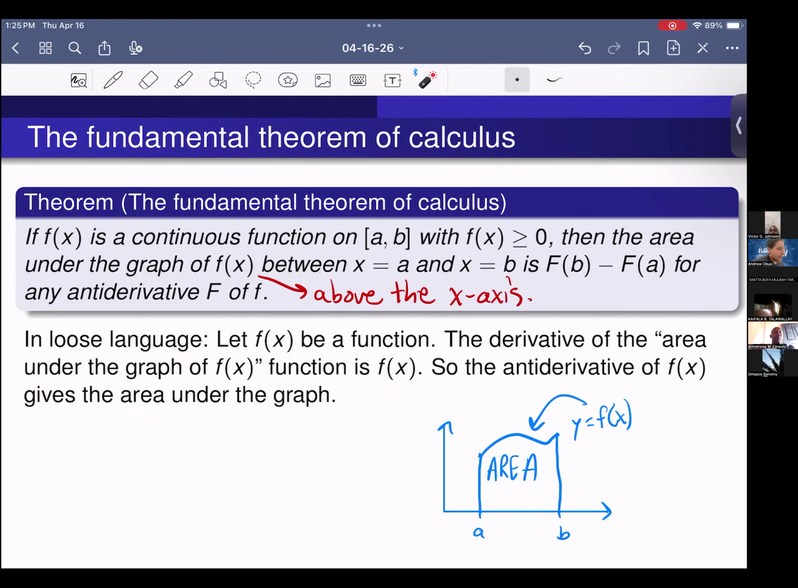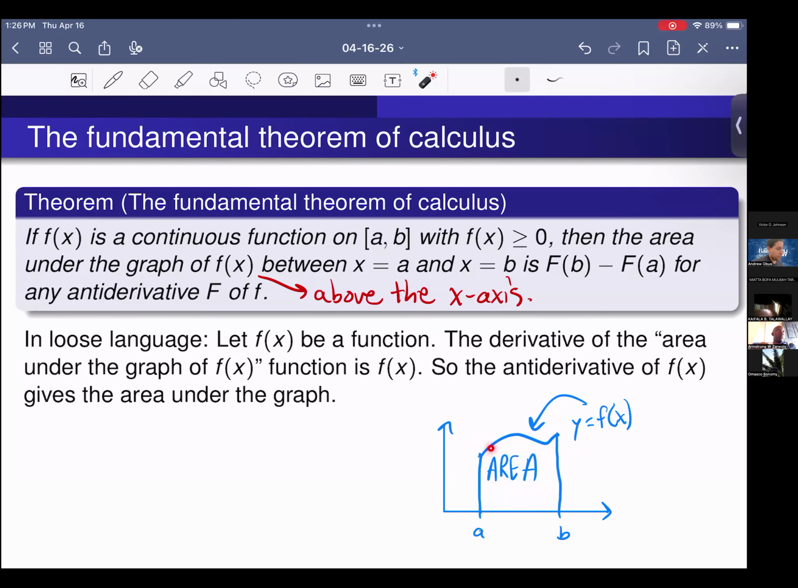Okay, so the way we calculate the area under a graph is by finding an antiderivative, finding some function F whose derivative is f, and then just calculating F of b minus F of a. And this is the fundamental theorem of calculus because it turns something that's very difficult, finding the area of a curved figure, into something straightforward. This is not something that's straightforward to do directly.